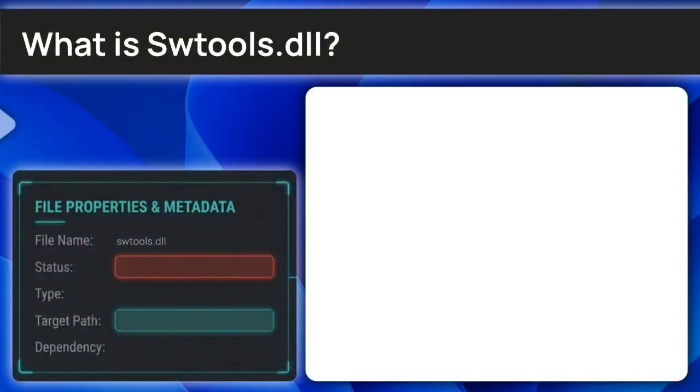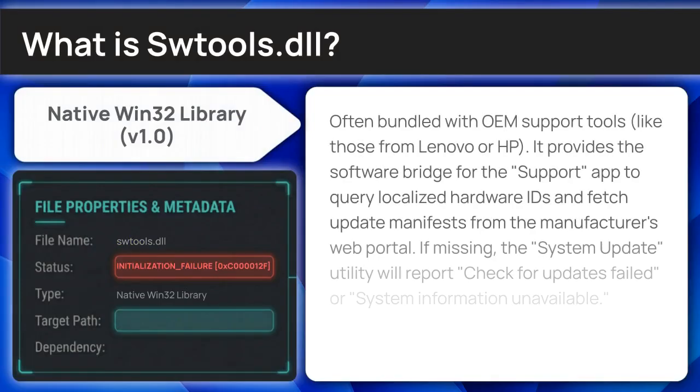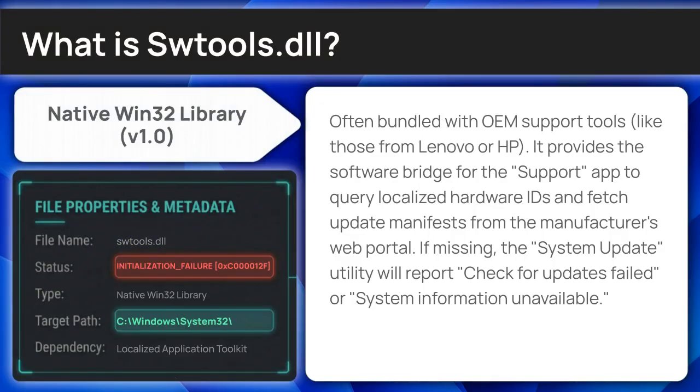This is the Swtools module, often bundled with OEM Support Tools, like those from Lenovo or HP. It provides the software bridge for the Support app to query localized hardware IDs and fetch update manifests from the manufacturer's web portal. If missing, the System Update utility will report "Check for updates failed" or "System information unavailable." With that background out of the way, here is how we actually restore the missing component.